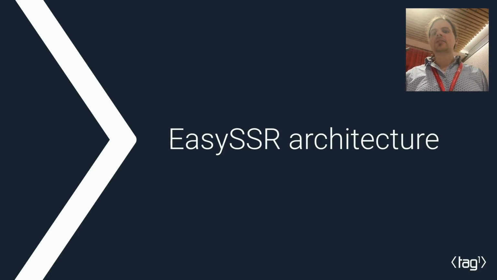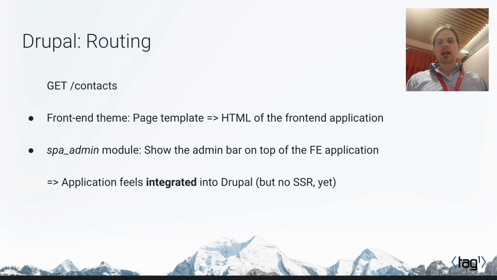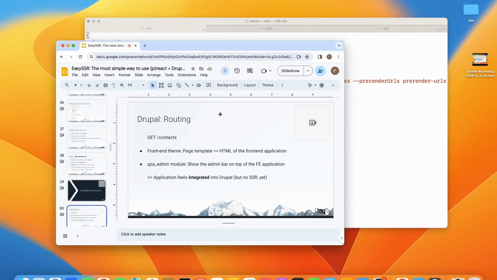So let's talk about the architecture. We have a user, and the user wants to look at our contacts page, like who they can contact in our company. So we have a front-end theme, and this front-end theme essentially just returns the HTML of the front-end application. Then we have the SPA admin module, and this shows the admin bar on top of the front-end application. So the application now feels integrated into Drupal, but we have no server-side rendering yet.